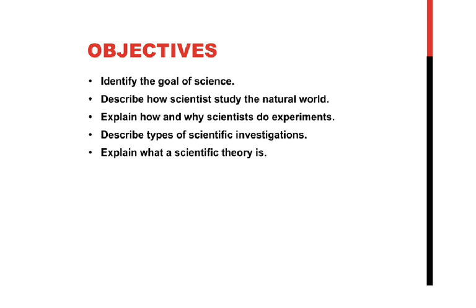So we have 5 objectives for this specific video. We're going to identify the goal of science, describe how scientists study the natural world, explain how and why scientists do experiments, describe types of scientific investigations, and explain what a scientific theory is. A lot of this sounds like a review, I'm sure, and it is. It's all on the scientific method. So you're going to probably be a little bit more knowledgeable in this area.